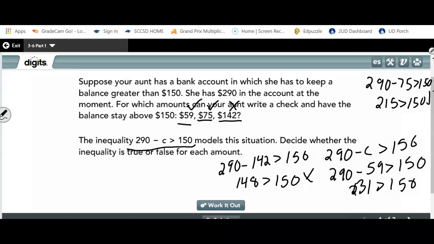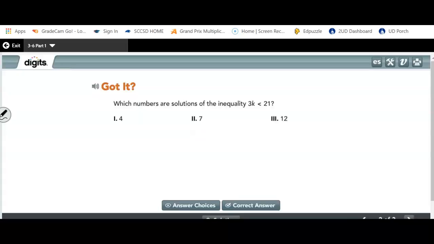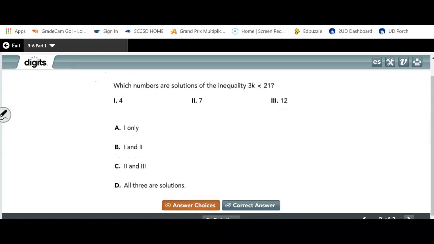Questions? Alright, we're going to move on to skipping the next question, going down one, where it says, which numbers are solutions of the inequality 3k is less than 21? Please show some work. Then decide which is the correct answer, A, B, C, or D. When you have an answer, you can put your head down, close your eyes, and we're going to share our answers.